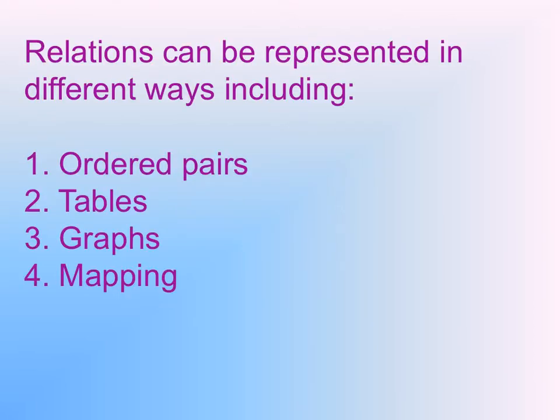So we're going to look at relations represented in different ways, and there's 4 different ways that you can see a relation. One could just be your basic ordered pairs, which is what we've seen so far. You also may see them in tables. You may see a relation in a graph, which means you actually have the ordered pairs graphed, and then you also may see a mapping, which we'll take a look at here in a second.